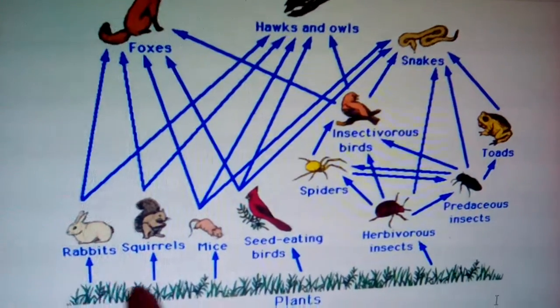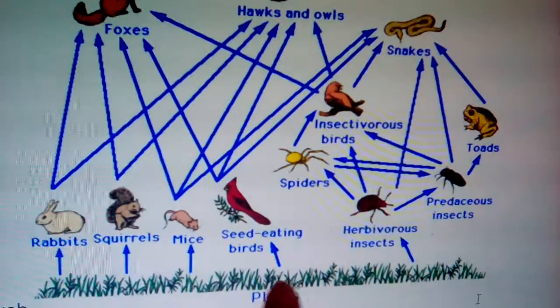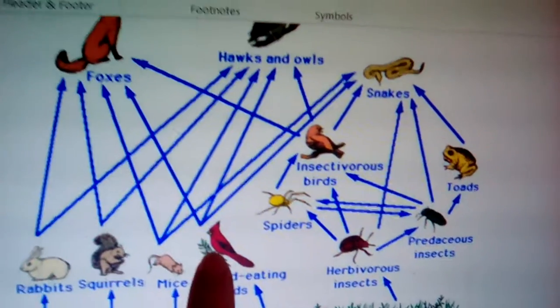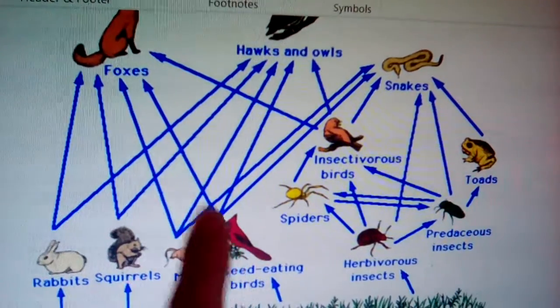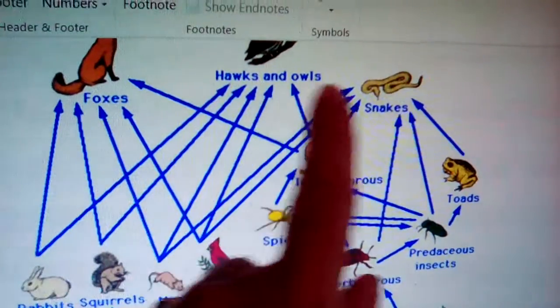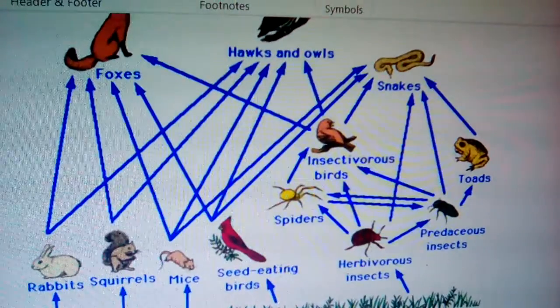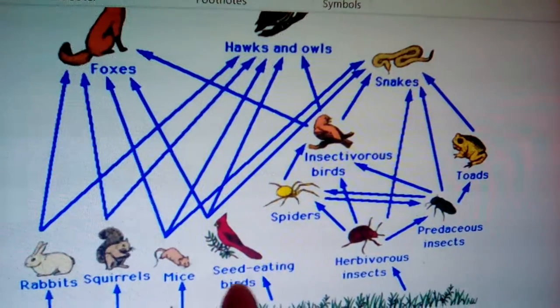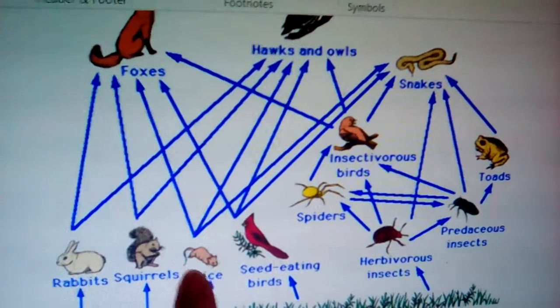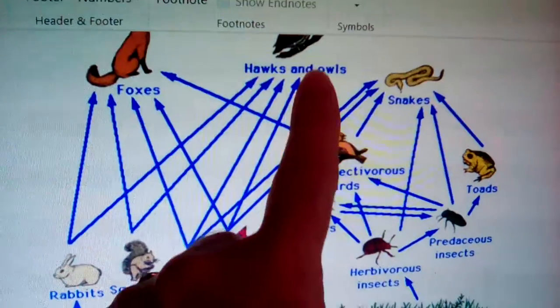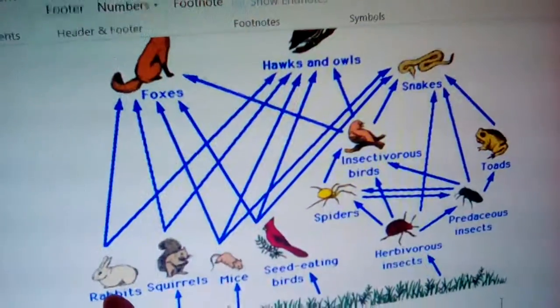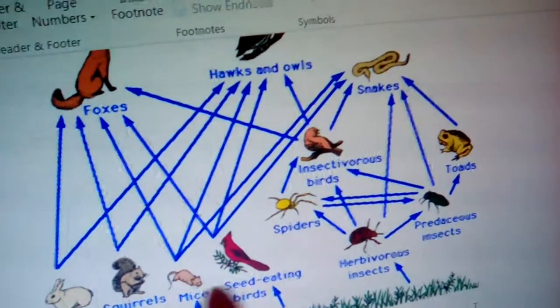So there's all these things down here that are eating the grass and the seeds and the berries, and then their energy is being transferred into the foxes, hawks and owls, snakes, and that type of thing. So there's many things that are eating birds. The mice is being eaten by both the fox and the hawk and owls. Same for the squirrels, same for rabbits. So all of these things are kind of interconnected.